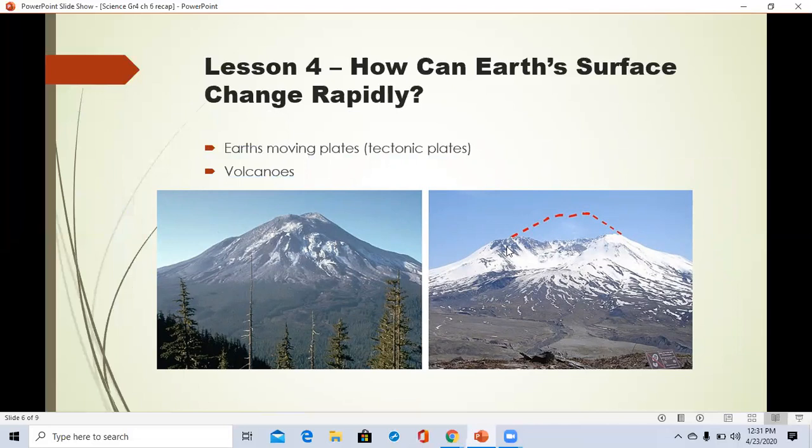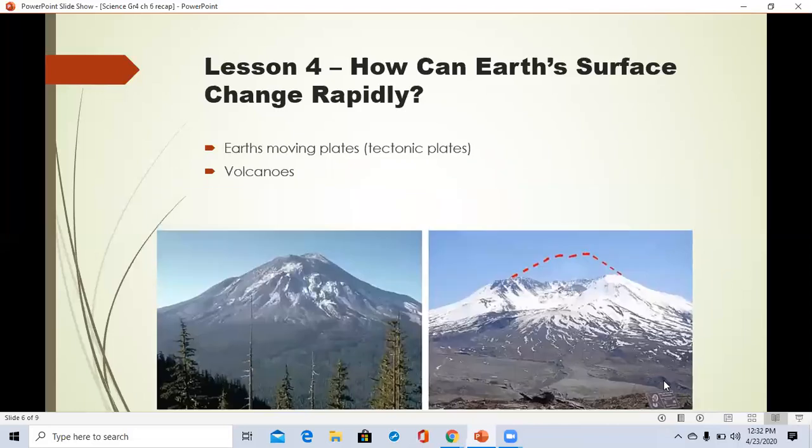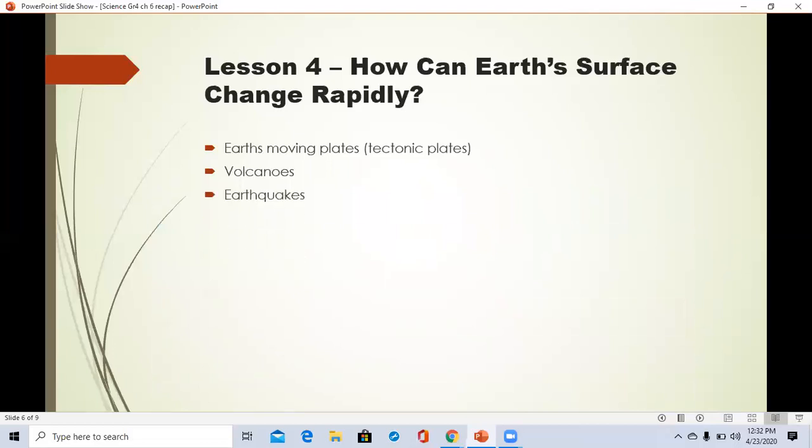When it erupts, like the example here in Mount St. Helens, where most of the Earth has moved or been blown out, volcanic ash and pressures within the Earth's system changed the whole face of this mountain, blowing away trees, moving away rock, moving away that whole mountain. And this is a very dramatic example.